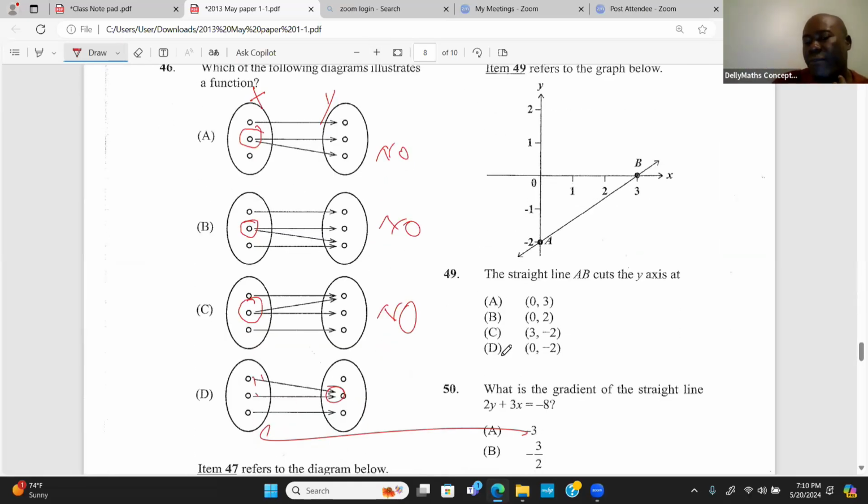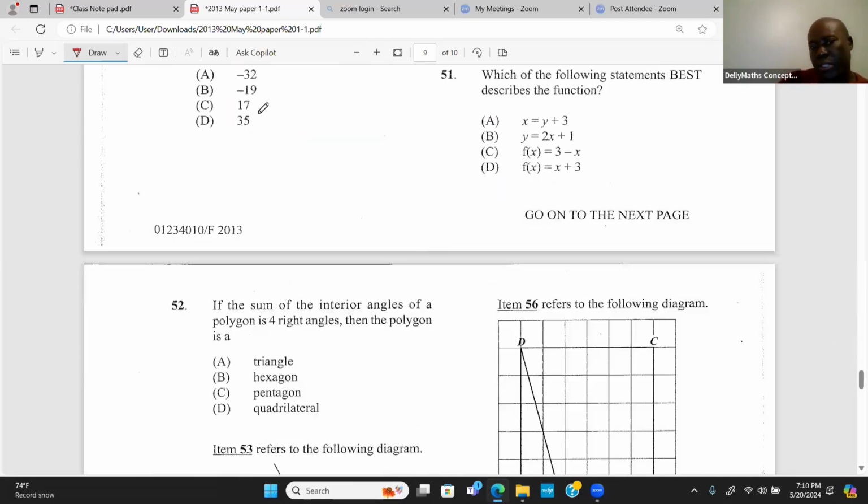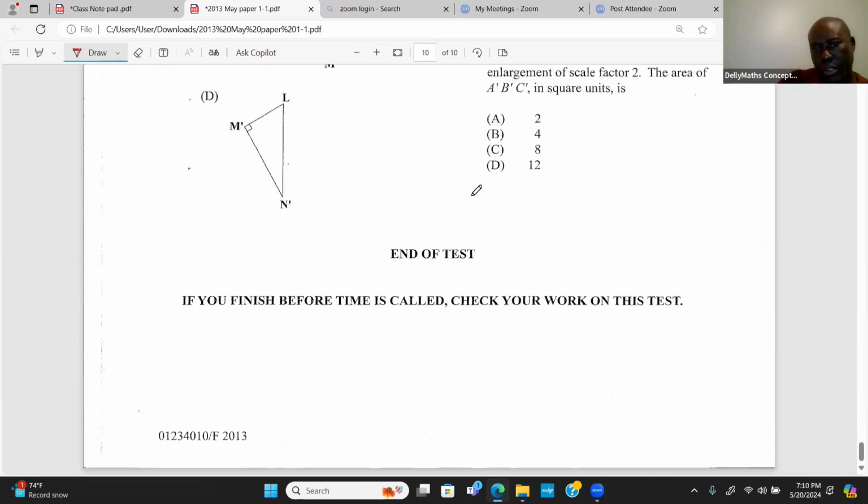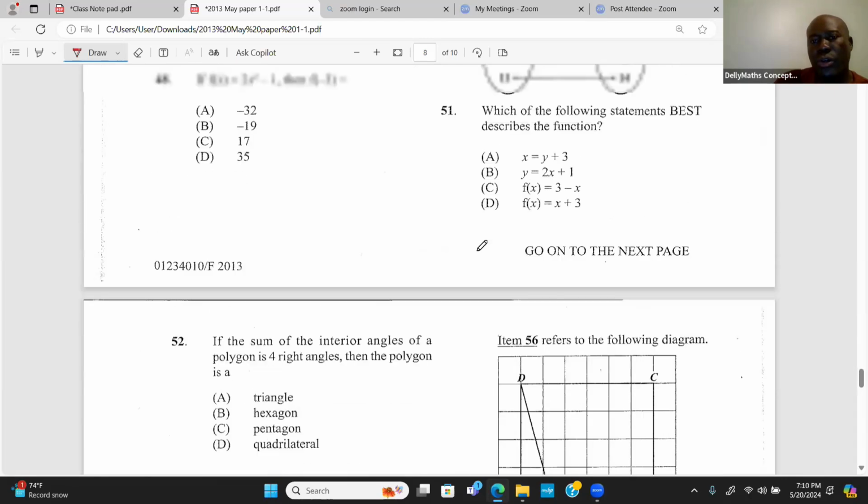Another thing you can use to do a function. Let me see if any question like that. I don't think they'll put it. No, there is none.